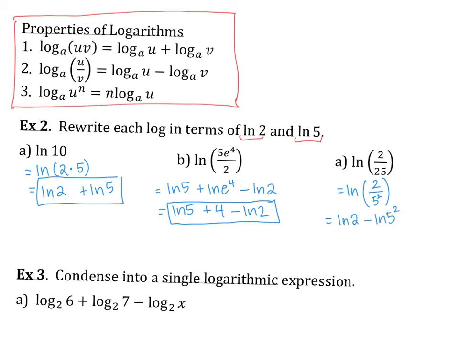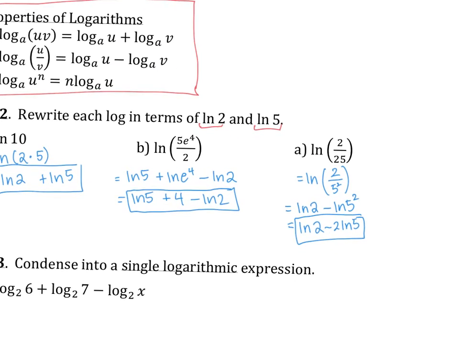to the second power. Okay, I'm close, but right now it does have an ln of 25, which is not allowed in the directions, so the ln 2 is okay. I'm going to use that last property where I can take this exponent and bring it down. So now I have minus 2 ln 5. Okay, so I have ln 2 minus 2 ln 5. The only logs in my answer are ln 2 and ln 5. So this is rewritten as I want it to be.